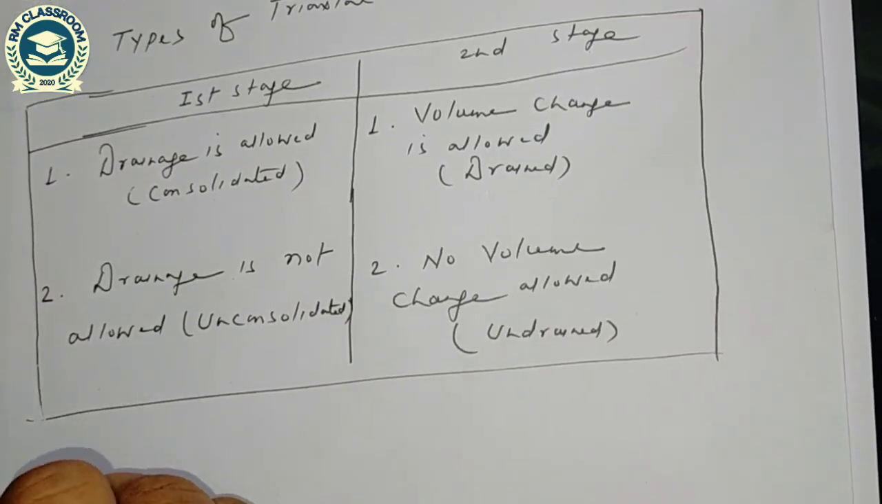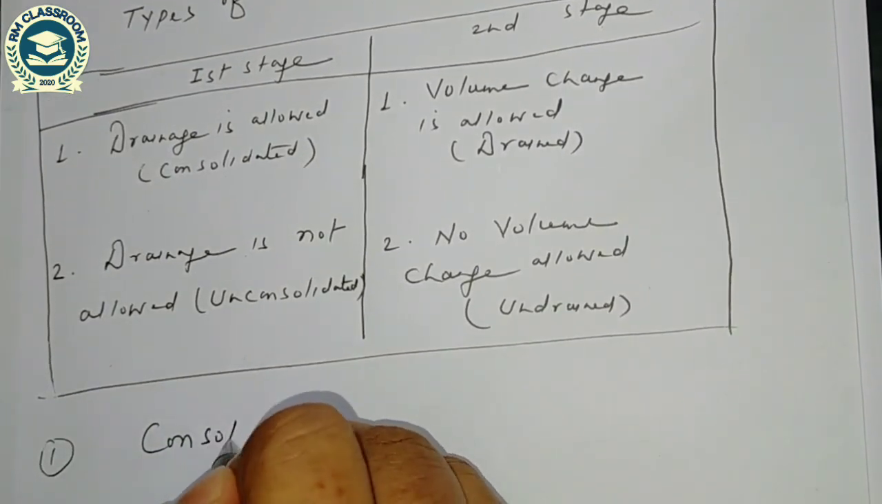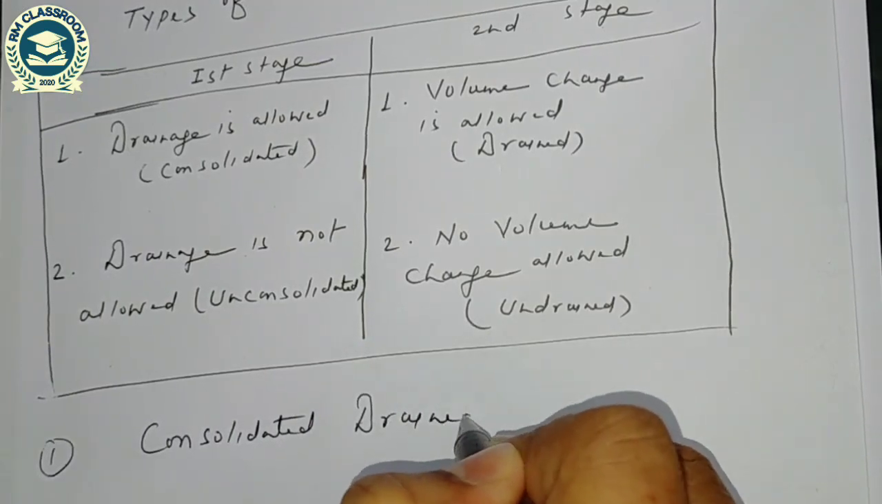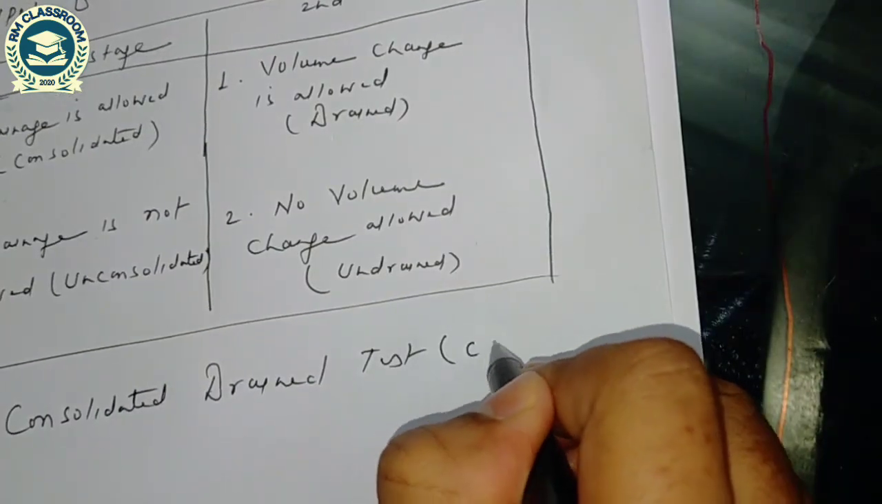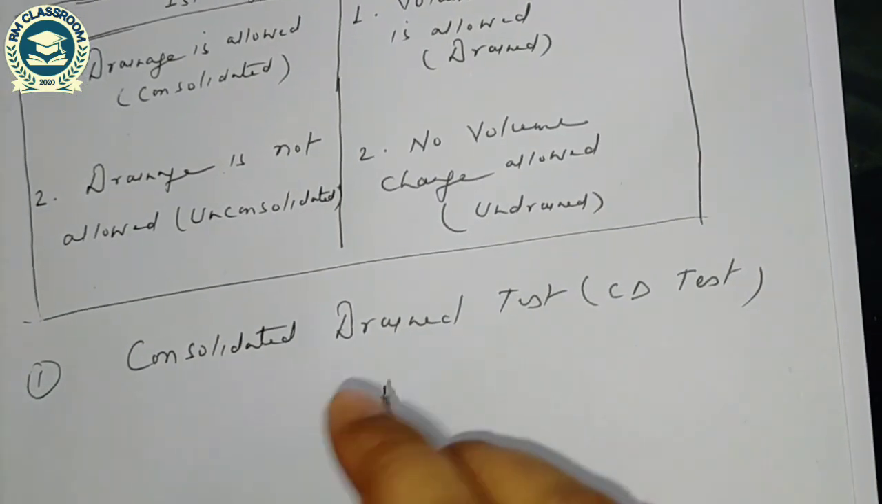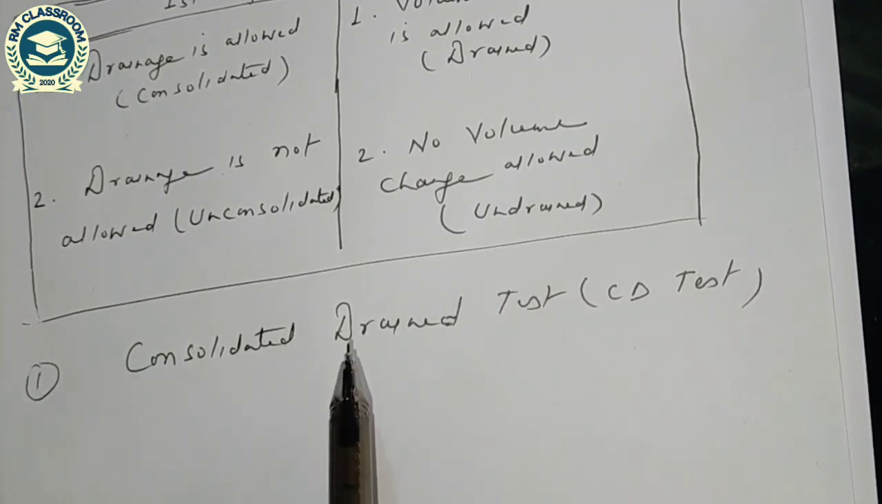So let us take the first test, that is the consolidated drained test. It is also called the CD test. In the consolidated drained test, consolidated means in the first stage drainage is allowed, and in the second stage volume change is also allowed, means in both the stages the valve is open.